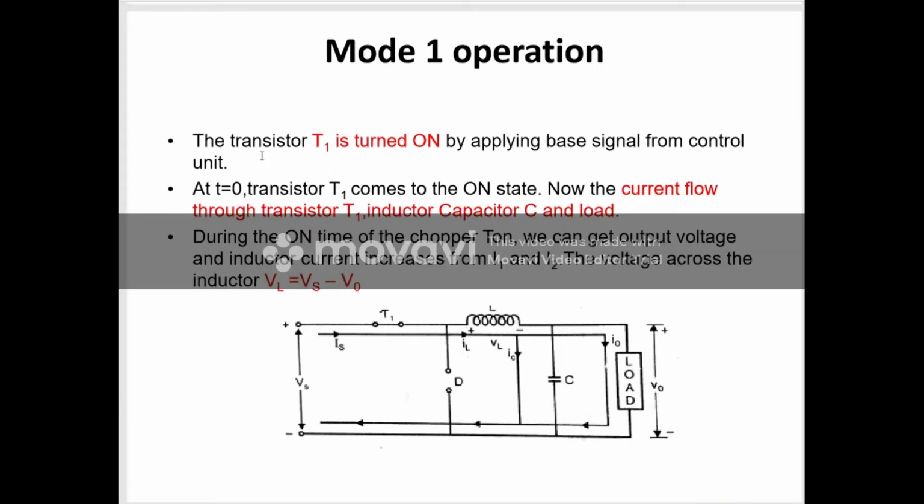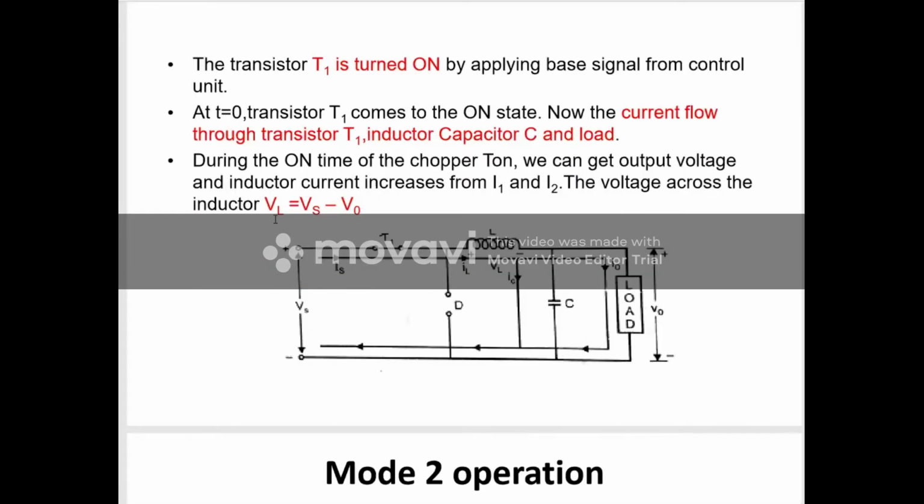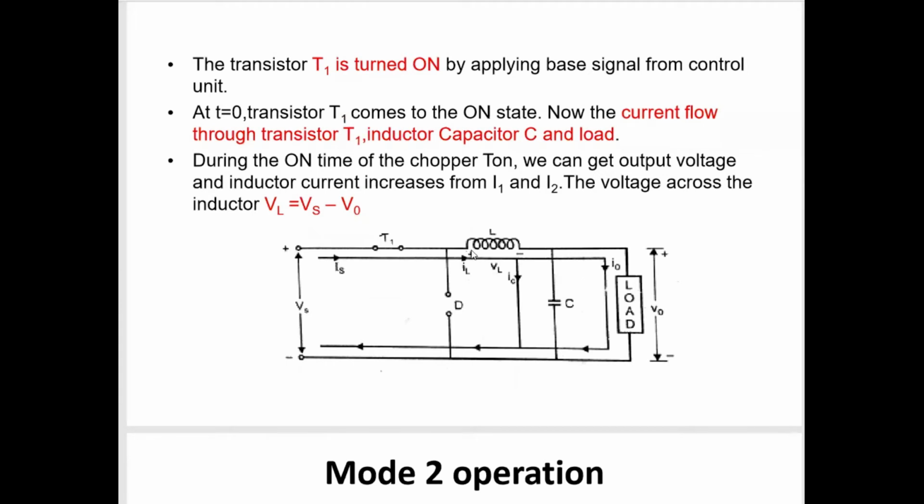You see the transistor T1 is turned on by applying the base signal from the control unit. At that time, the diode D gets reverse bias. So that's why the current flows through the switch, inductor, capacitor and load. Because of that, the voltage across the inductor can be written as Vs minus V0. This is the mode 1 operation. In this case, the current flowing through the inductor increases from the minimum value I1 to I2.